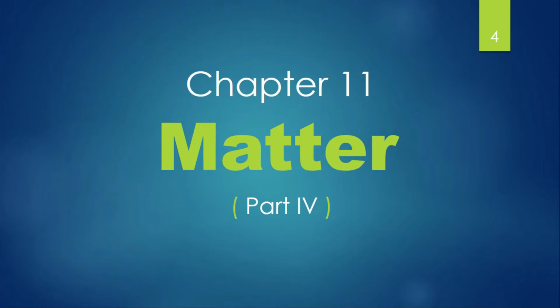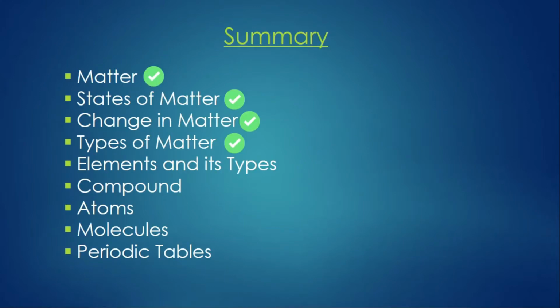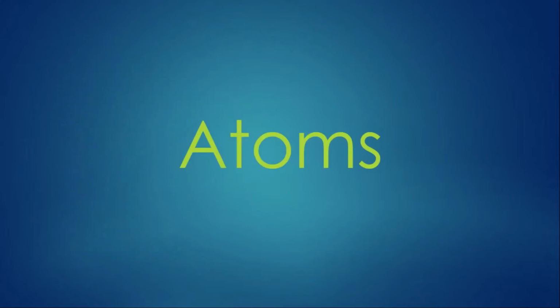So in our last class, we read about the different types of matter that exist in our universe. We read about the impure substances, also known as mixtures, and the pure substances, elements and compounds. Now moving ahead, looking at the contents of the chapter, we should start with the topic types of elements. But instead, I would like to start with a much more important topic first, which is atoms.